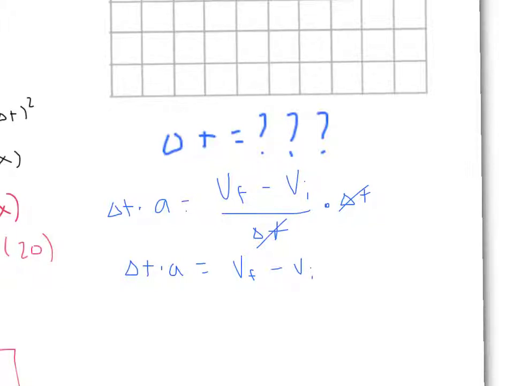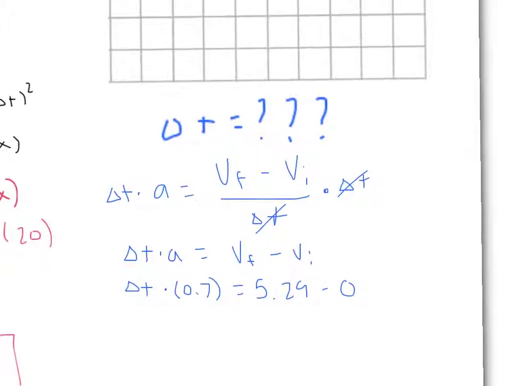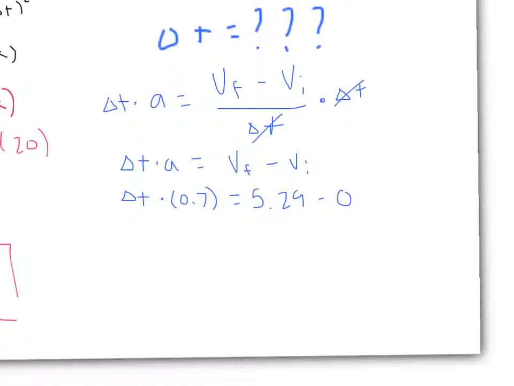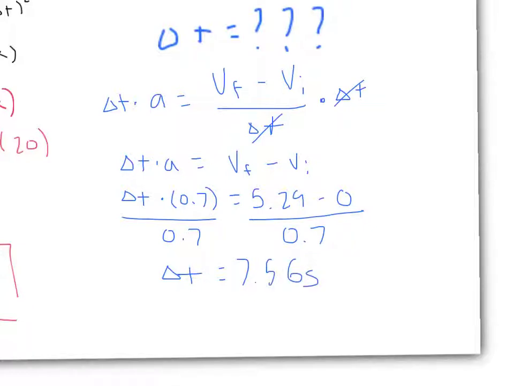Well, let's plug in what we know. We don't know what delta t is, so that stays a variable. The acceleration we know is 0.7. The final velocity is 5.29, and our initial velocity is 0. So, to simplify, we have to divide both sides by 0.7, and we're left with delta t equals 7.56 seconds.